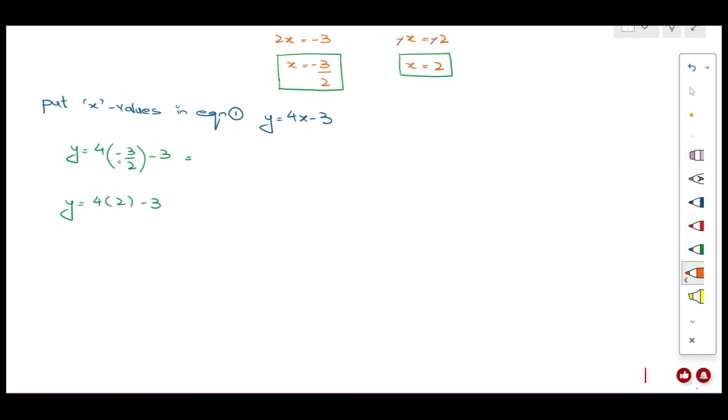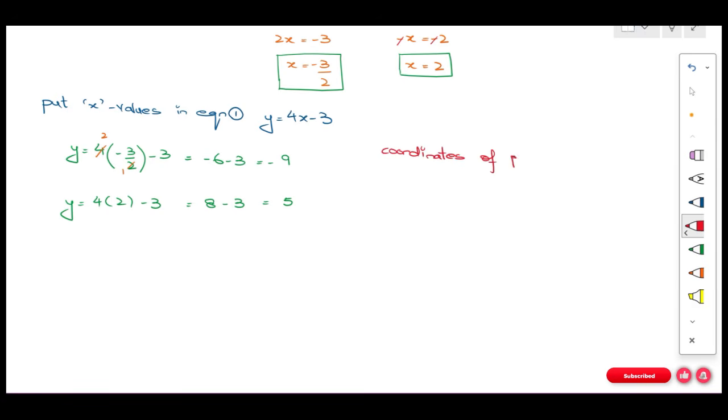Okay, so we can simplify. 2 times 1 is 2, 2 times 2 is 4, and here 2 times 3 is minus 6 and minus 3, that is minus 9, and 4 times 2 is 8, 8 take away 3, that is equal to 5.